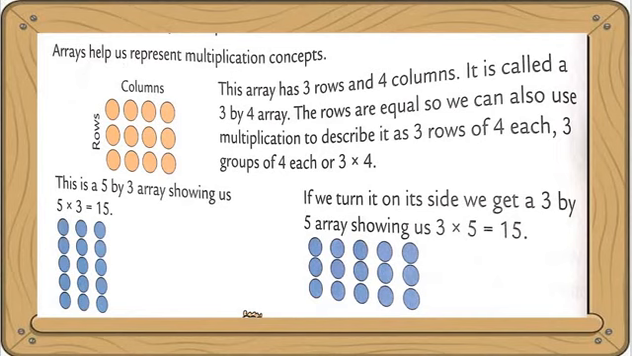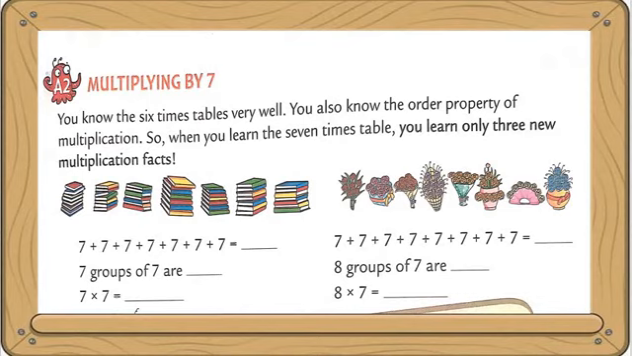Now, a new topic is multiply by 7. So now the new topic is multiply by 7. Let's check here, all students.